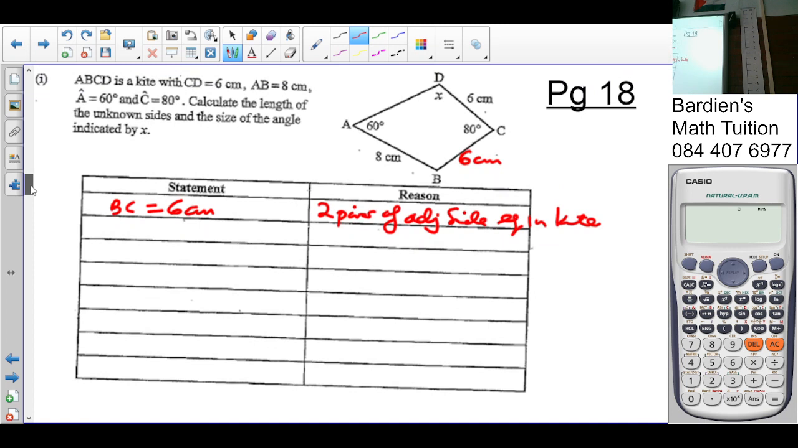Right. AD is equal to 8 centimeters. Why? Two pairs of adjacent sides.